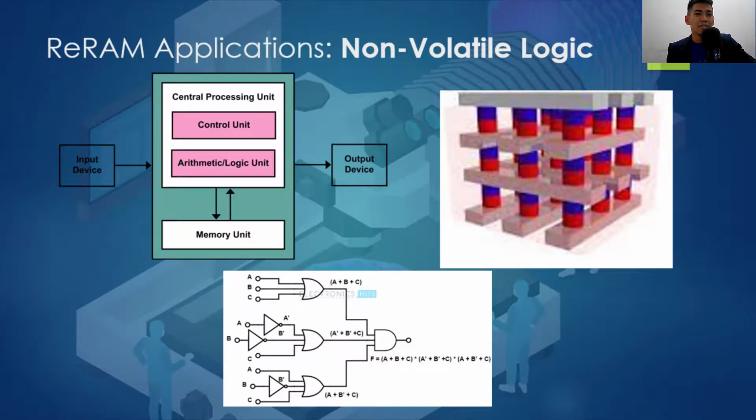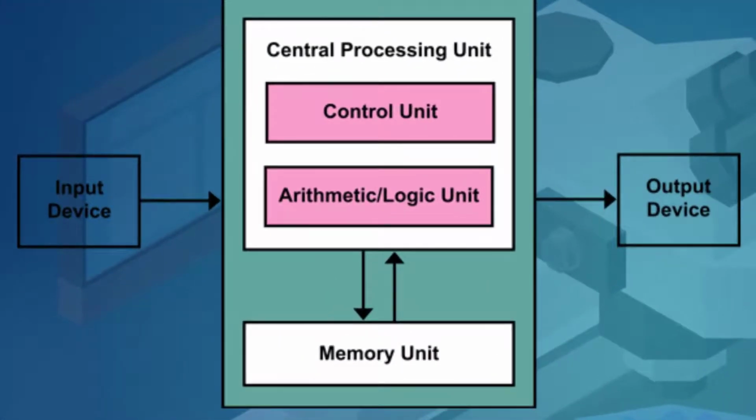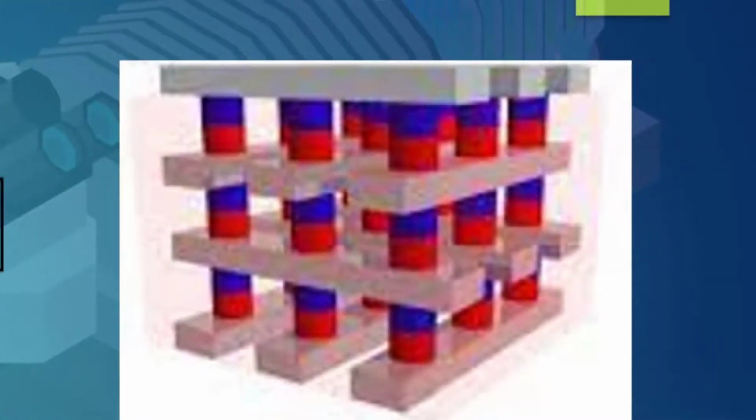So one application of ReRAM is non-volatile logic. Say, for example, we have instruction codes and data that are being moved between the computing unit and the memory unit in a computer system with a von Neumann architecture. This data transferring process results in increased energy consumption and time delay, which is commonly referred to as the von Neumann bottleneck. To reduce its impact, the computing process is suggested to utilize a ReRAM crossbar array, because this will combine the memory and computing operation in the same core.